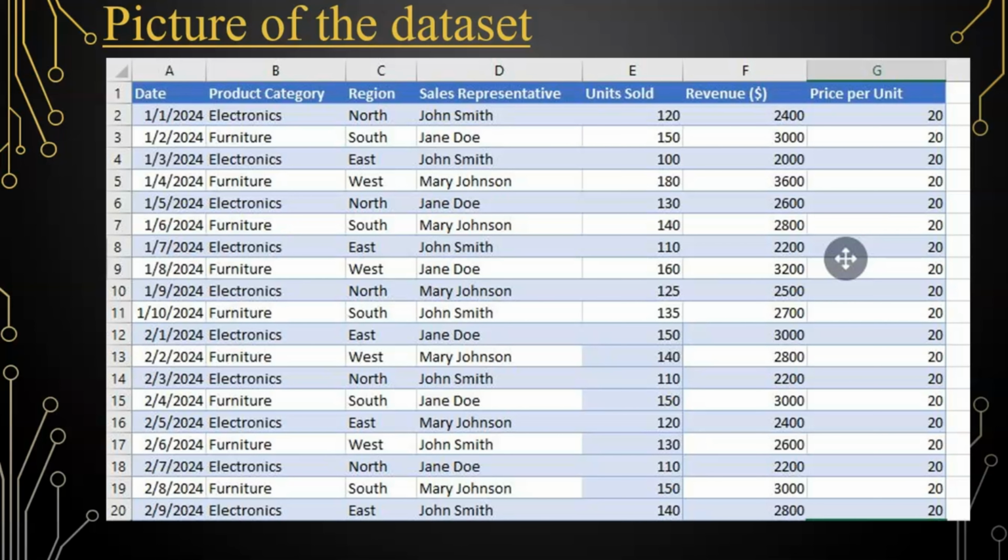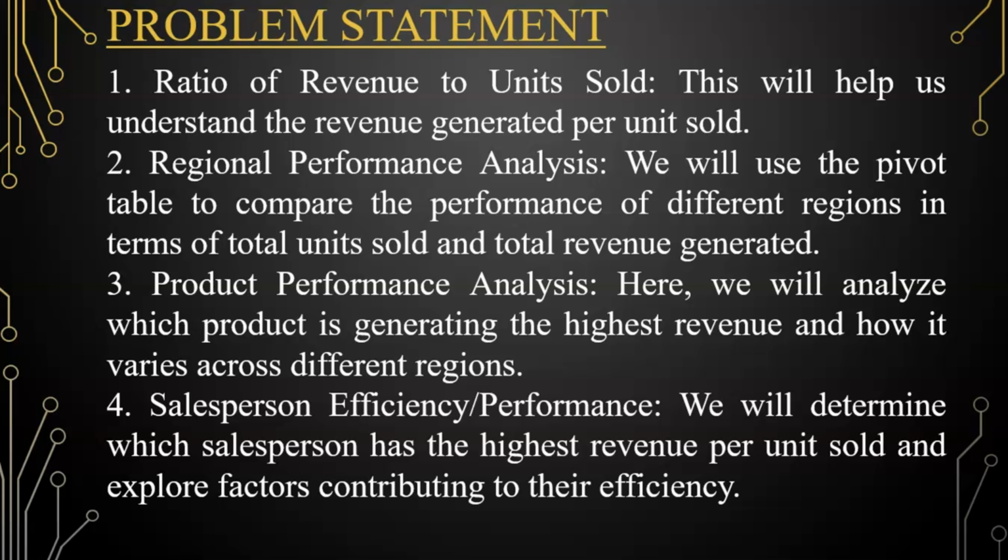Now let's dive into the problem statement. What are we going to solve? What is the project all about solving? Number one problem we're going to solve is the ratio of revenue to units sold. This will help us to understand the revenue generated per unit sold. Number two is the regional performance analysis.